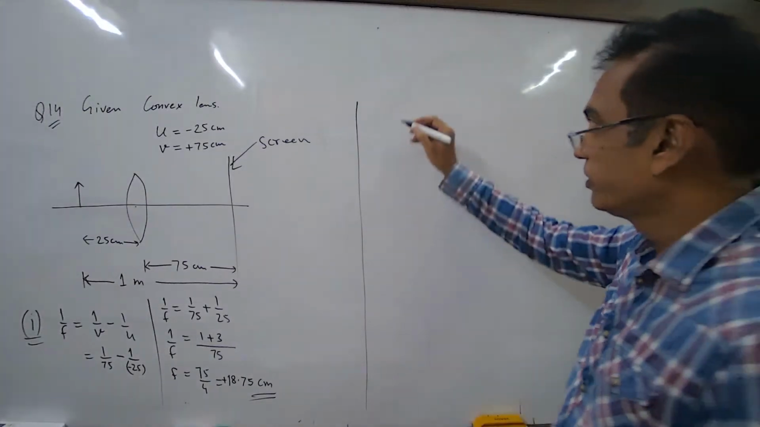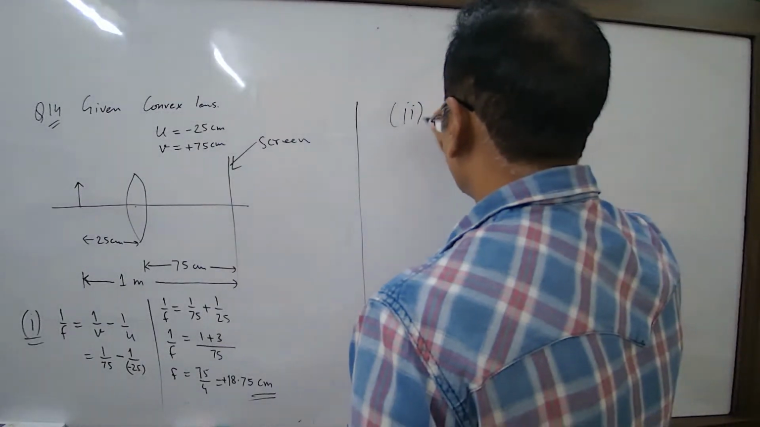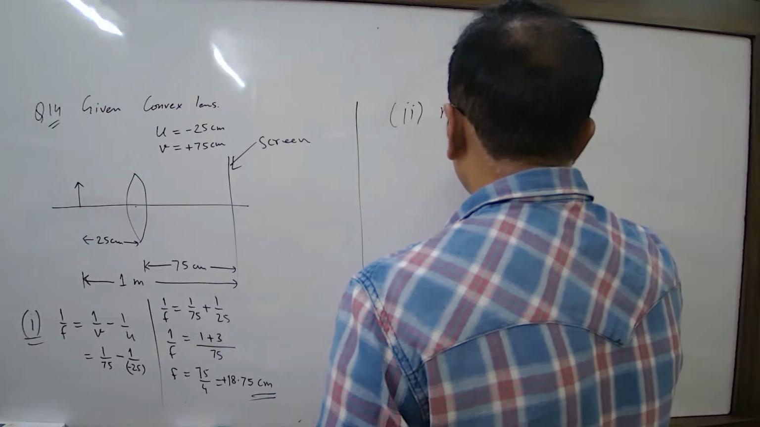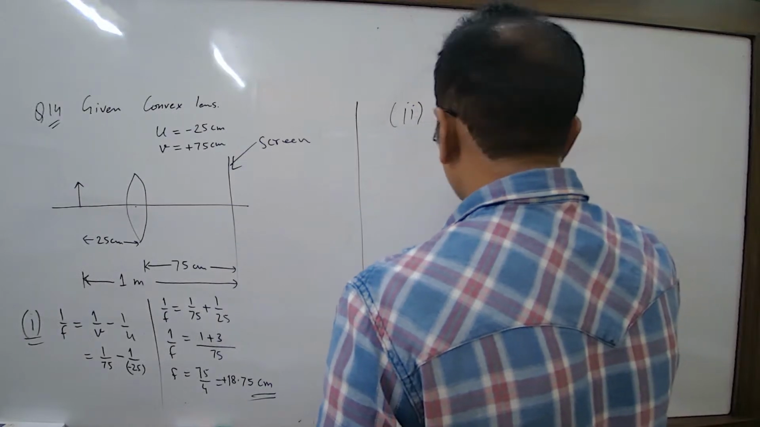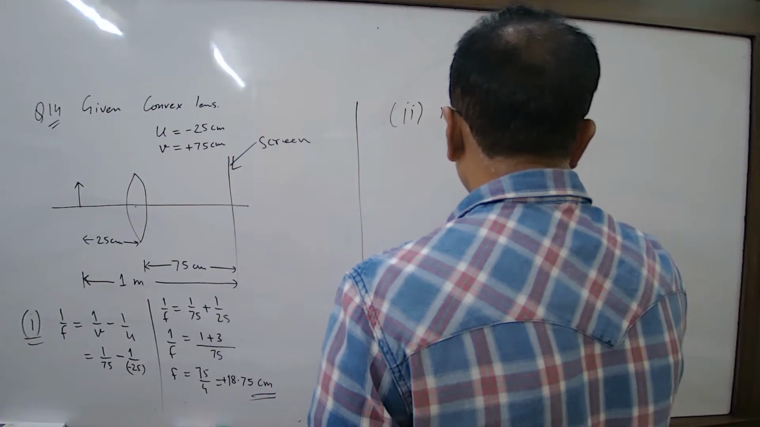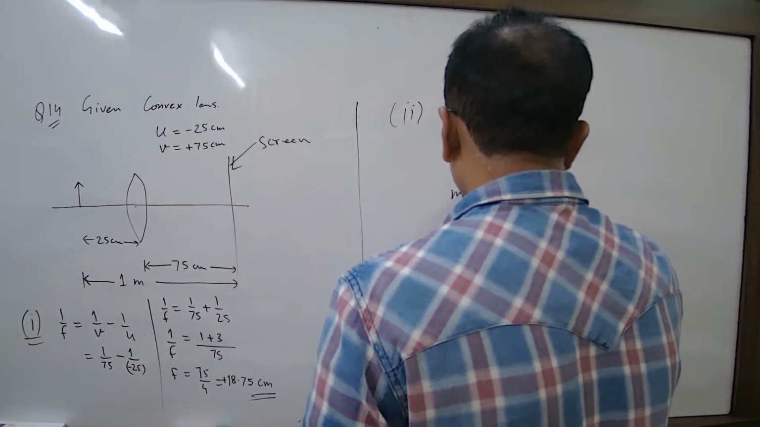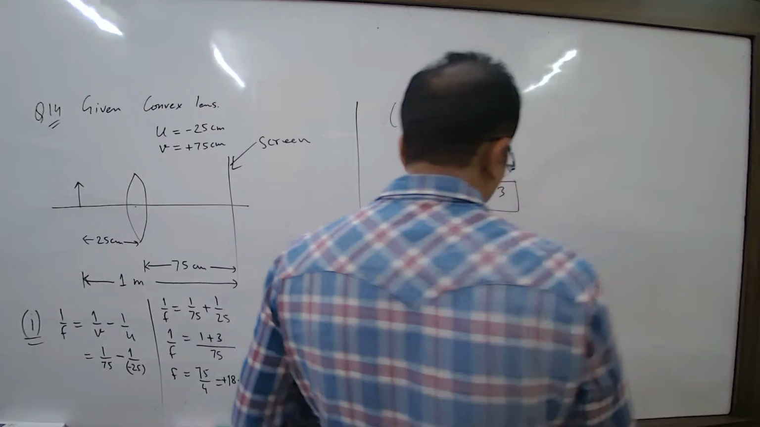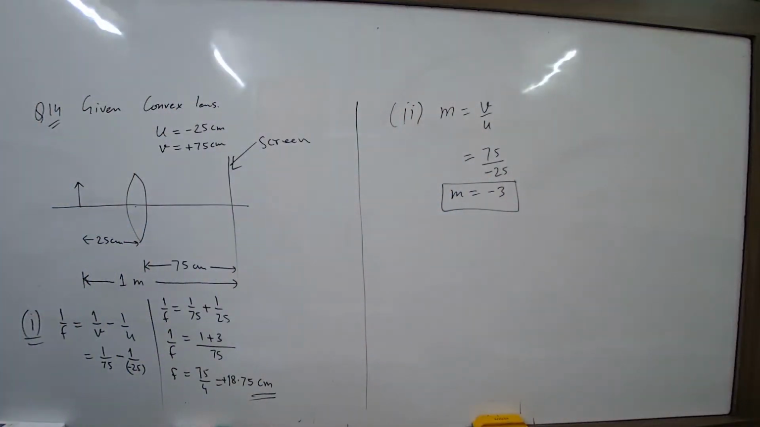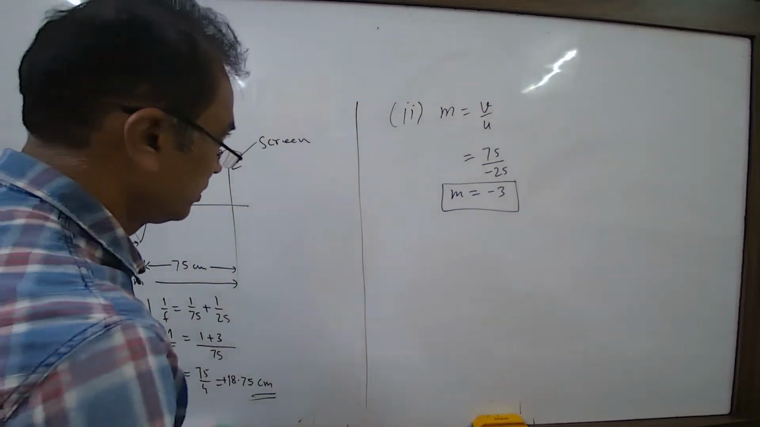So magnification should be easy. What is the formula for magnification? M is equal to V by U. So V is 75, U is minus 25. So then minus 3. So magnification is minus 3. Negative means real and inverted.